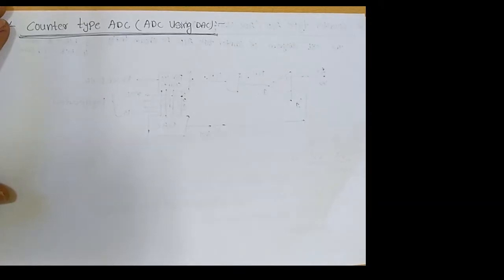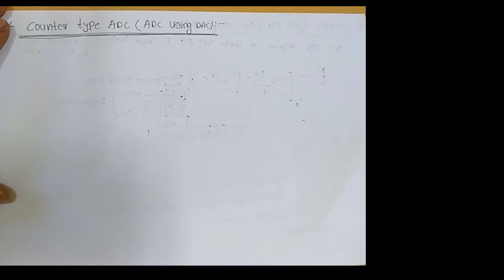Good morning to all. Today we are discussing the counter type analog to digital converter. It means that in this analog to digital converter circuit implementation, we are using a counter. So we call this the counter type analog to digital converter, and sometimes it is also called ADC using DAC. It means that in this counter circuit implementation, we are using a digital to analog converter.